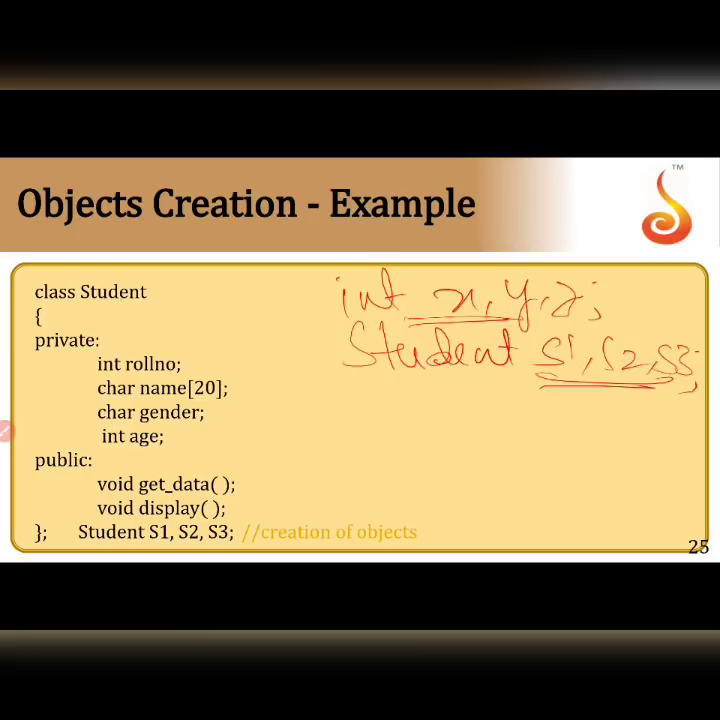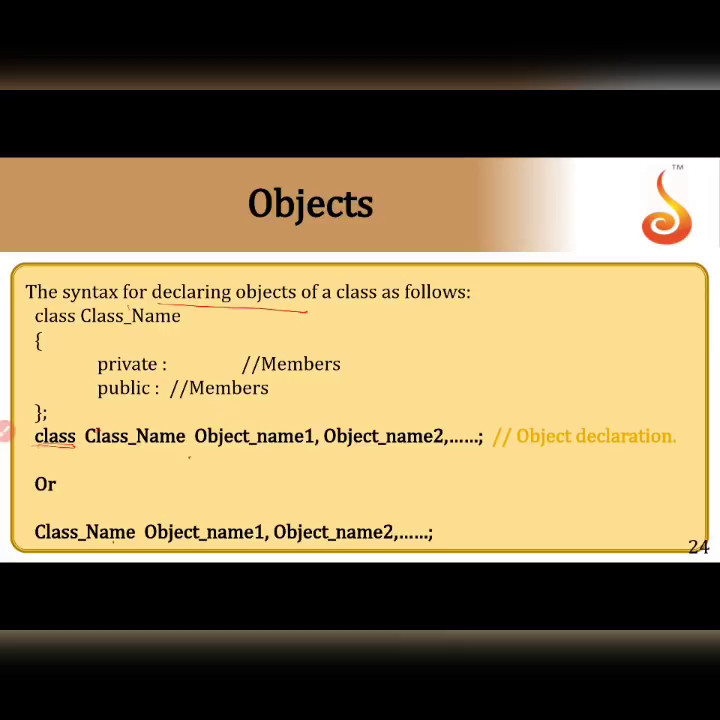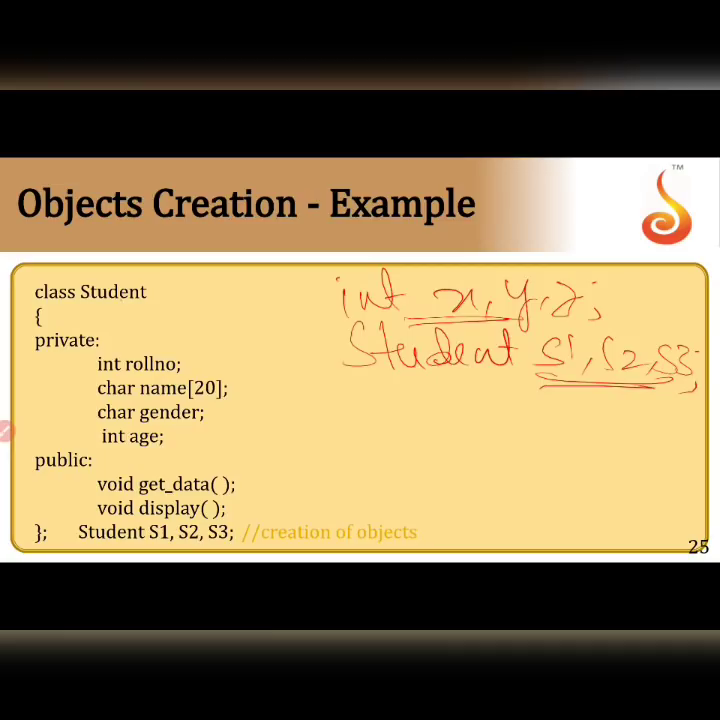This is an example. Object can be created in two ways. One is using the keyword class, the class name and then the object name, or you can take this out and directly start with the class name and the object name. This is how you create an object. Student S1, S2, S3 are the objects of the class student.